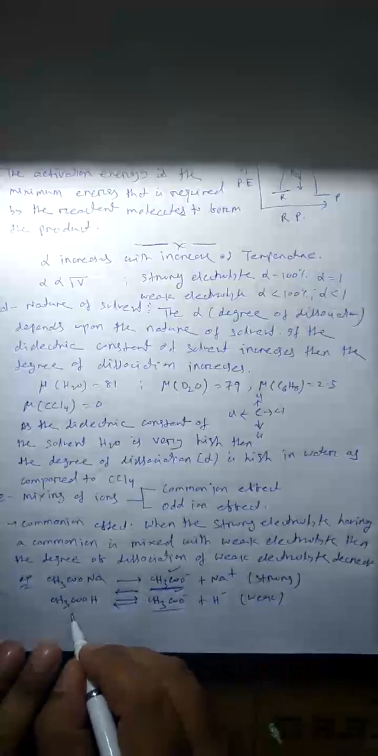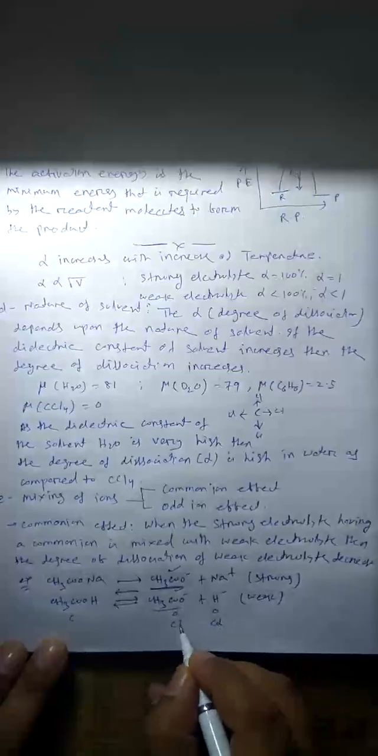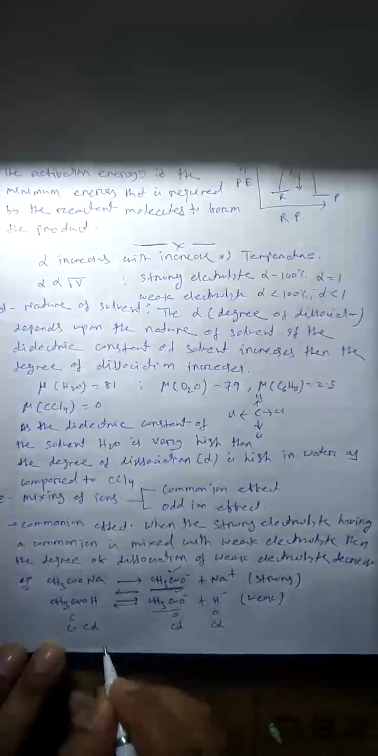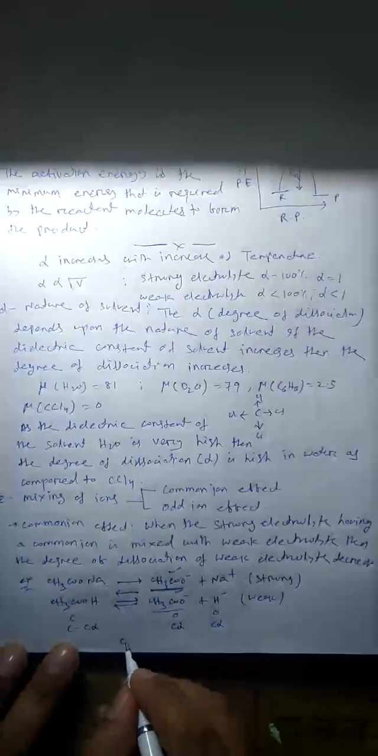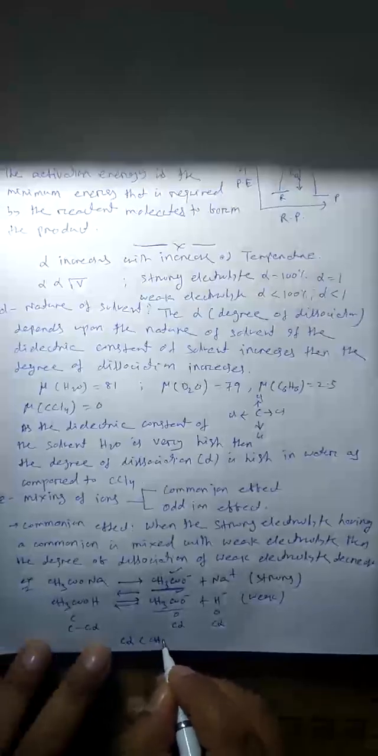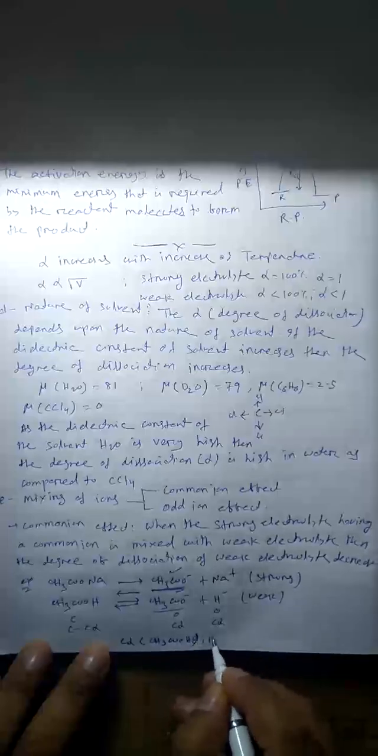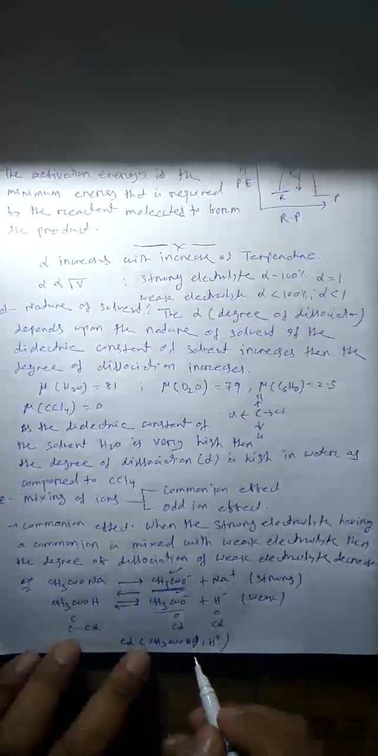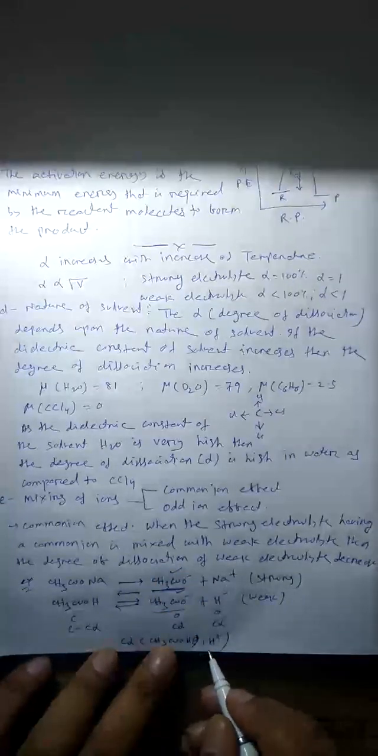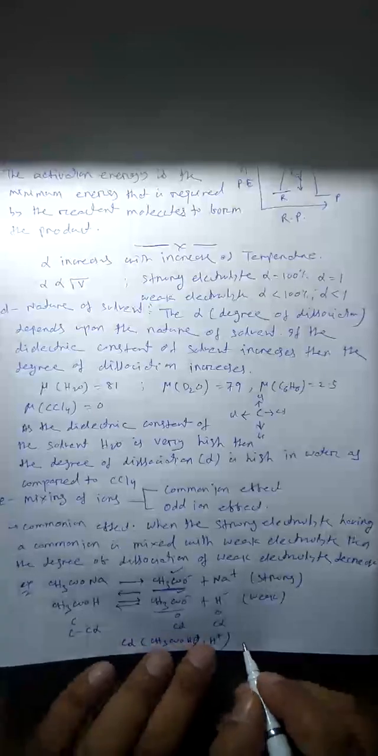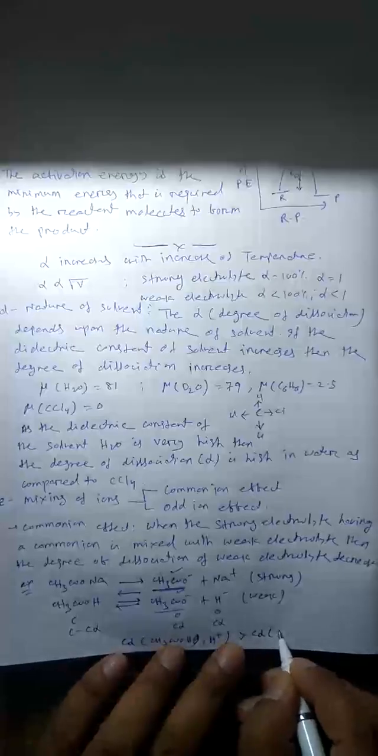Suppose the initial concentration is C, 0, 0. Suppose it forms C alpha, C minus C alpha. If we do not add sodium acetate, then the C alpha of H⁺ ion from acetic acid is greater than the C alpha when we mix.